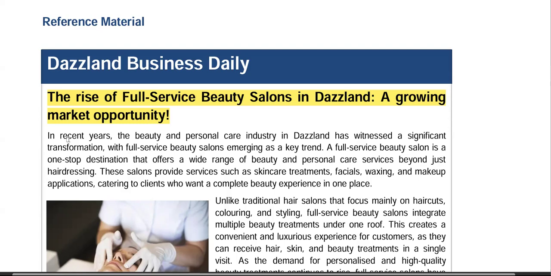So as we read the newspaper article, we see that in recent years, the beauty and personal care industry in Dasland has witnessed a significant transformation, with full service beauty salons emerging as a key trend. A full service beauty salon is a one-stop destination that offers a wide range of beauty and personal care services beyond just hairdressing. So as I said, the reference material tells you the very obvious fact that a full service beauty salon is a one-stop destination that offers a wide range of beauty and personal care services. So it's not just hairdressing, but it's beyond that, personal care, right?